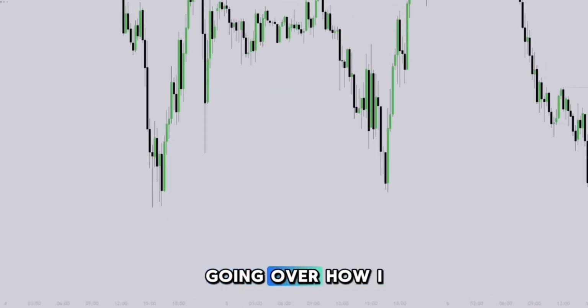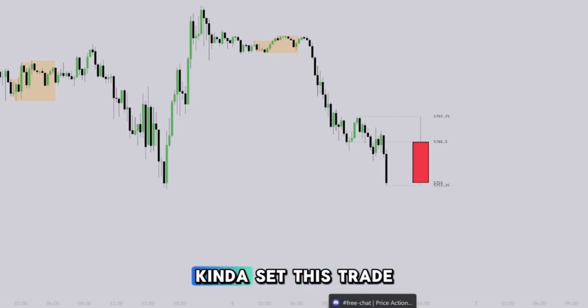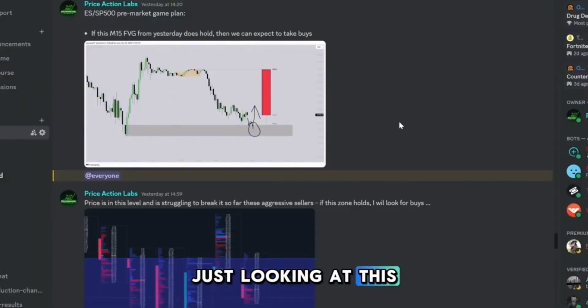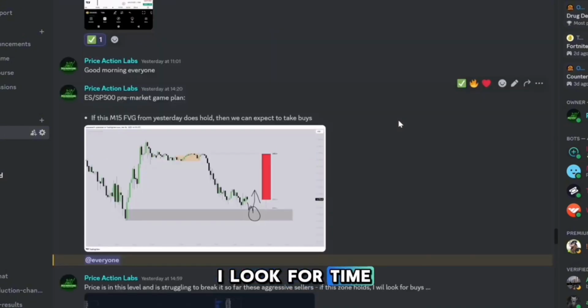So we're going to be going over how I framed this particular trade, right? In the Discord, the way that I set this trade up, just looking at this from the private Discord that we do have, my pre-market game plans are very simple. I look for time and I look for price.